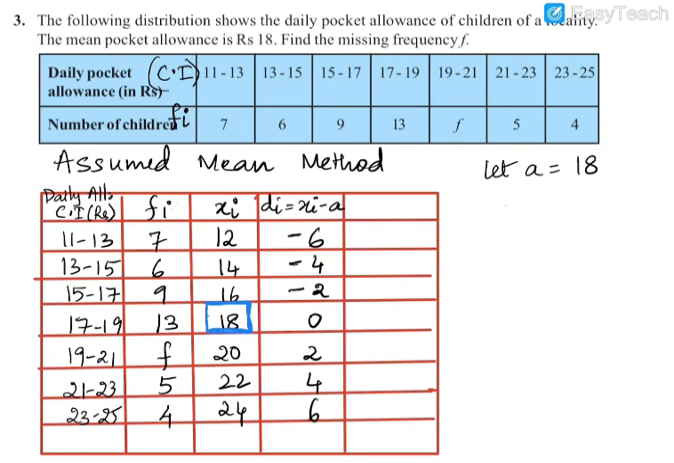And then in the last column, we will find the product of fi di. So the first product is 7 into minus 6, which is minus 42. The next product is 6 into minus 4, that is minus 24, and so on. This product f into 2 will be written as 2f.